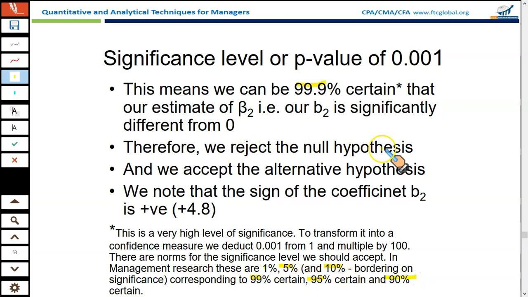So therefore, we reject the null hypothesis and we accept the alternative hypothesis that B2 is greater than 0. We note that the sign of the coefficient B2 is positive. For every one book, you get 4.8% extra marks. So finally, a good summary.